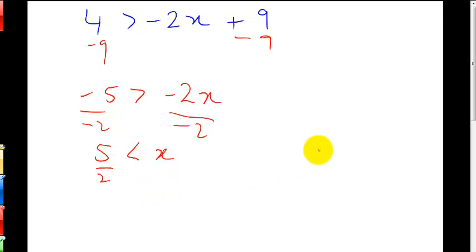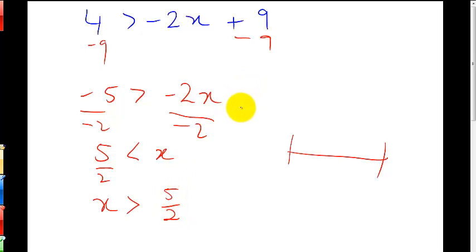But especially when you want to draw your line, you want your x at the front. So I've got to change sides. So x is 5 over 2. Stop saying equals, remember you're out of that mode. Larger than, right, because you're changing sides. So you've got to flip the sign as well.